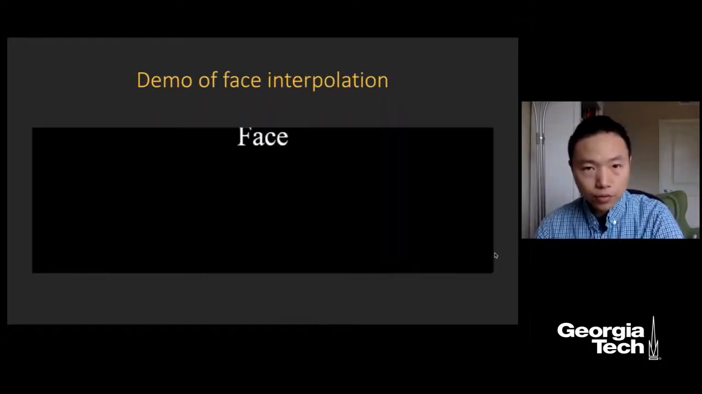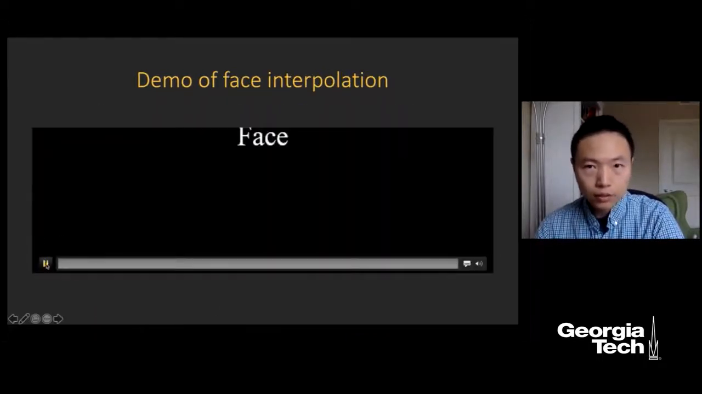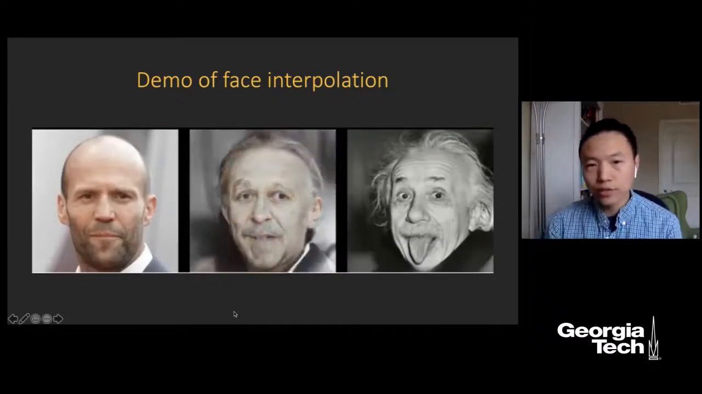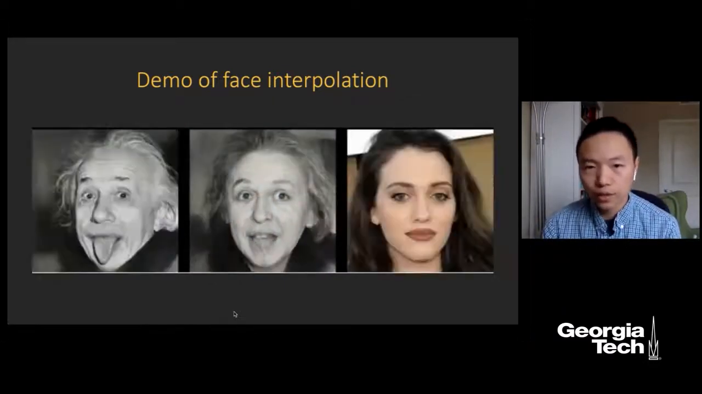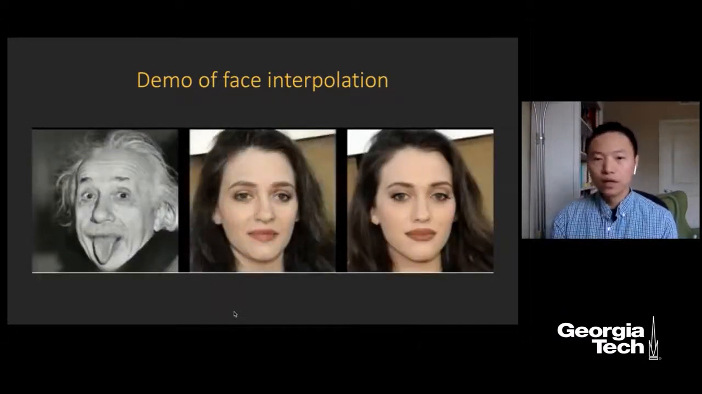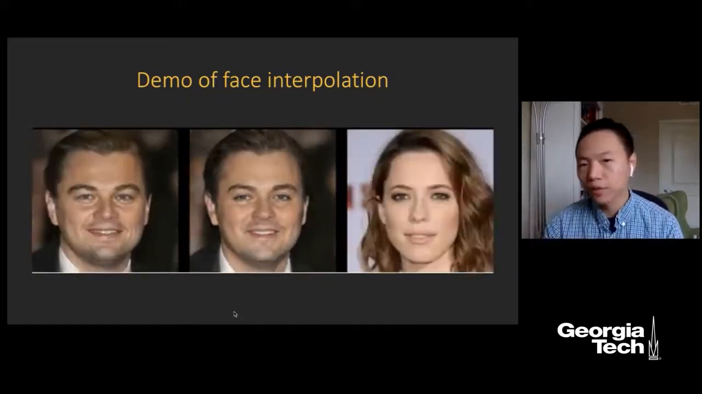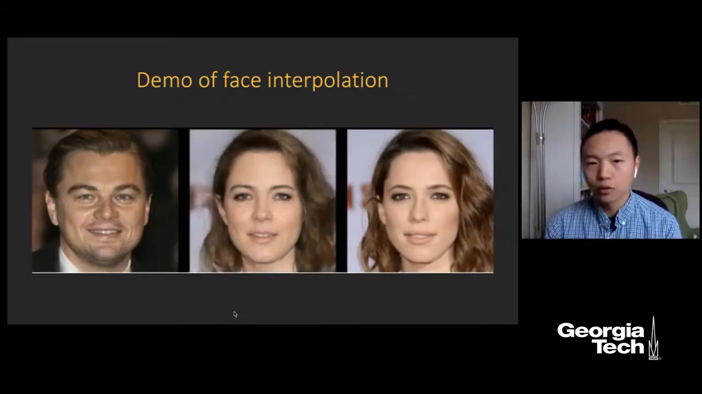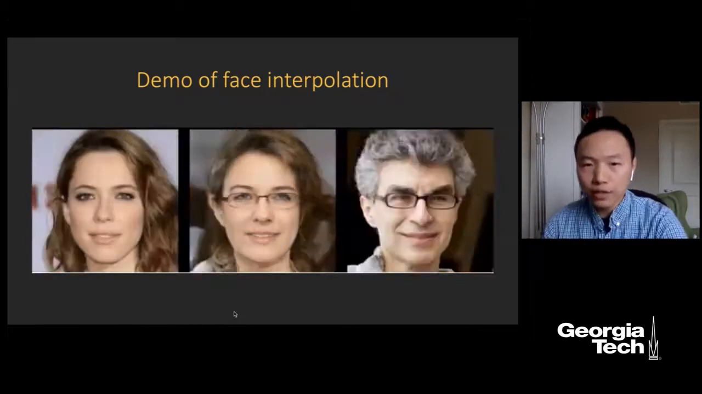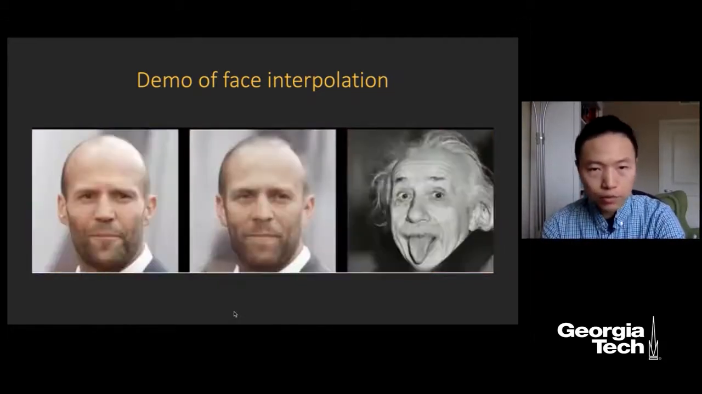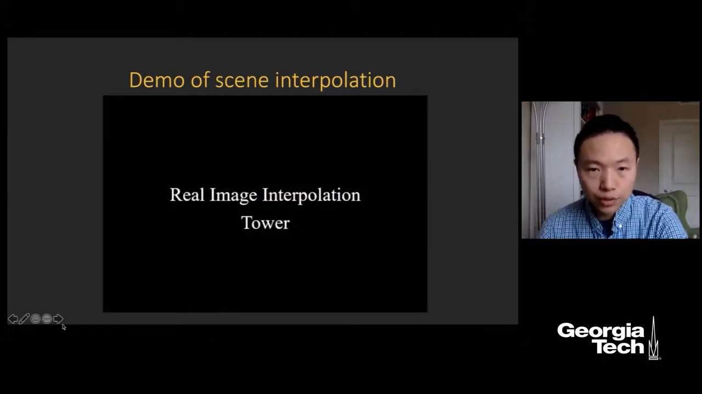And so here we also have some interpolation results. Given two faces, we can do this very realistic interpolation. After we invert both the latent codes, we can just take a weighted sum of the latent codes to combine the two faces. It's more interesting that we can also do this scene interpolation.